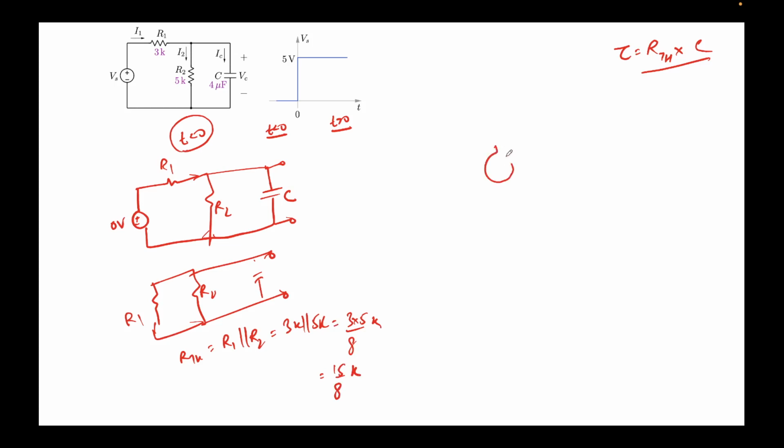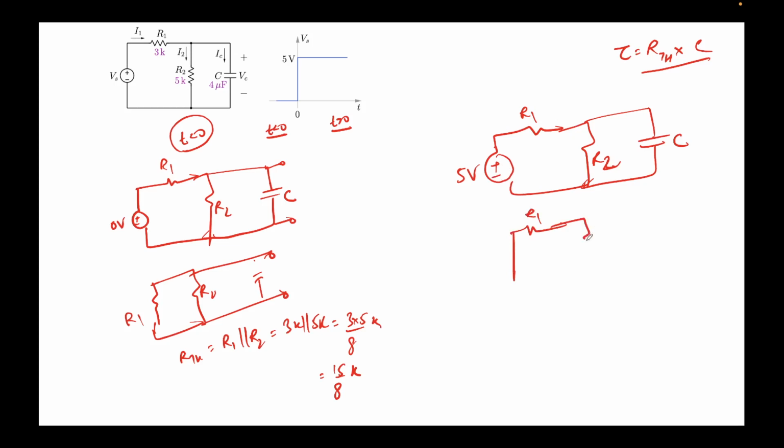Let's draw the circuit for t greater than 0 now. For t greater than 0, Vs is 5 volts, so I'll draw this as 5 volts. This will be R1, this will remain R2, and this is the capacitor, and again we are required to find the Thevenin equivalent looking from the capacitor side. For finding Thevenin resistance, we short circuit all the independent voltage sources, so we simply replace it by a wire. So this will be R1, this is R2, and this is the capacitor C, and we are required to find the Thevenin resistance across this. Again R Thevenin will come out to be R1 parallel R2, which is again 15 by 8k.